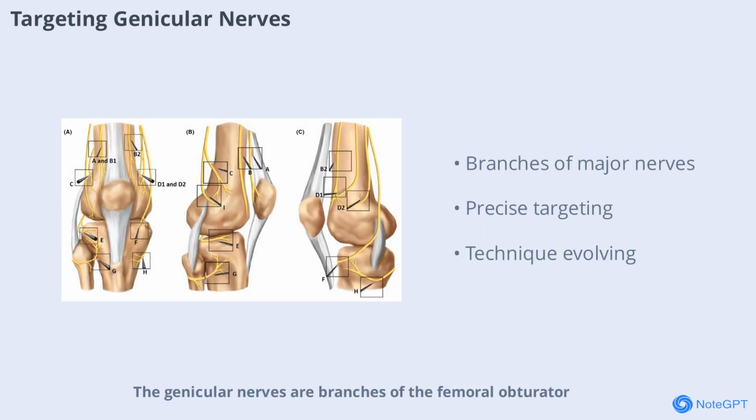Genicular nerves are branches of the femoral, obturator, and sciatic nerves that transmit pain from the knee joint. RFA typically targets 3 main nerves, but some studies suggest that treating additional nerves may improve outcomes. The procedure can be guided by ultrasound or fluoroscopy for precise placement. Ongoing research aims to optimize which nerves to target and refine the technique for maximum benefit.